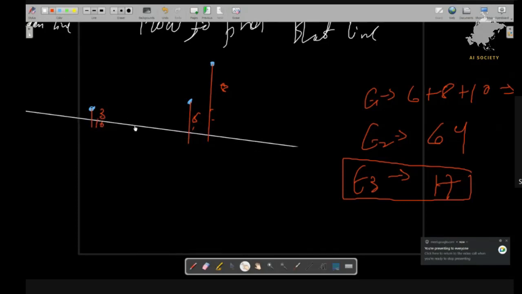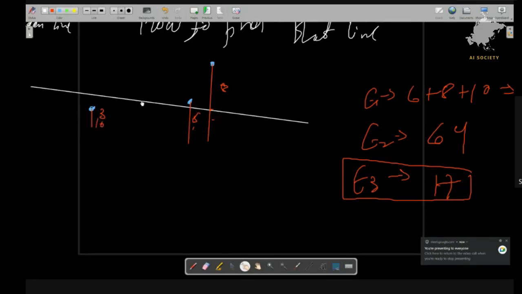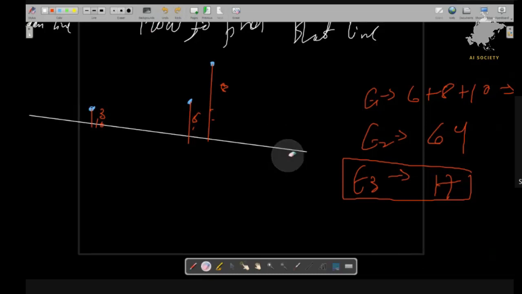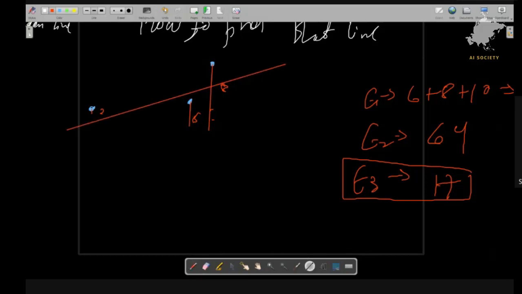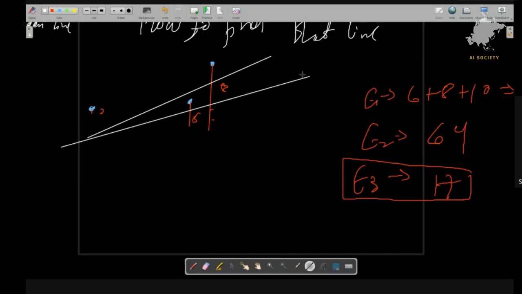So let's say the line moved here. Let's say the line becomes this after moving. Okay, now understand this carefully: before, the line was here, and now the line is here.